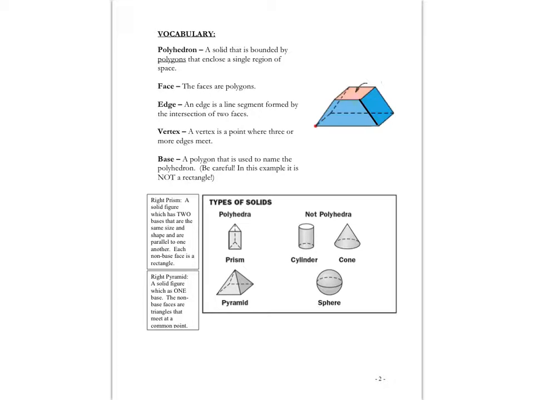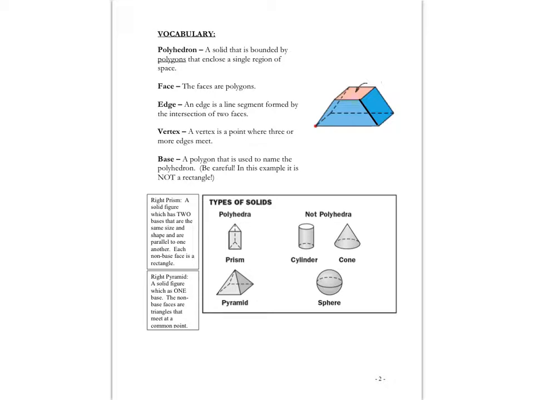We first want to talk about a polyhedron. A polyhedron is a solid that is bounded by polygons that encloses a single region of space. So if you look at this chart down here, polyhedra are prisms and pyramids. They have straight lines. Not polyhedra are cylinder, cone, and sphere because they have rounded edges. They don't have polygons, they have circles and other random shapes.